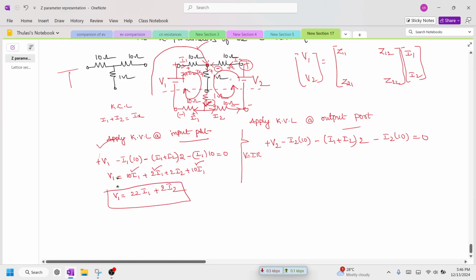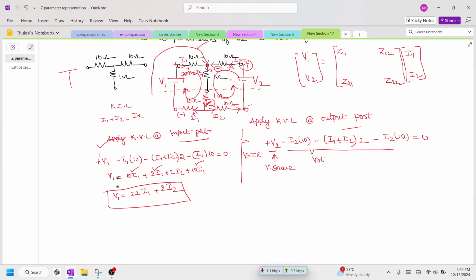Next equation, when you come here, you can see here I'm also pushing these negative terms to the positive side. So this is very simple to understand. Whenever you have positive polarity, you can understand this is voltage source, the negative terminal are nothing but voltage drops. The algebraic sum of voltage sources minus voltage drop is nothing but KVL. So now this V2 is equal to, I'm writing it as 10 into I2 plus 2 into I1 plus 2 into I2 plus 10 into I2.